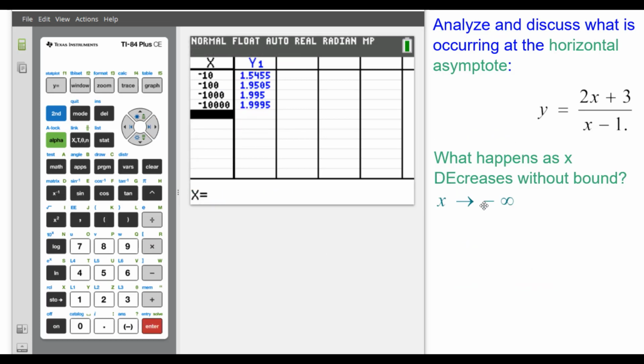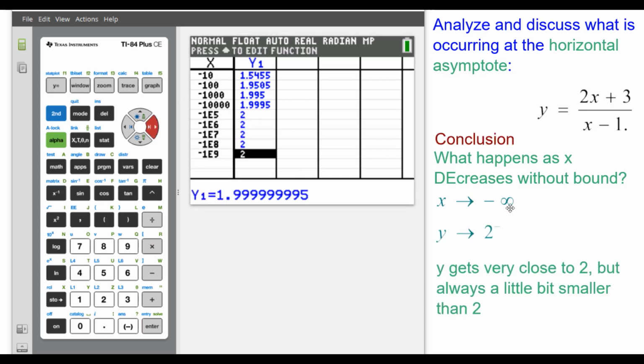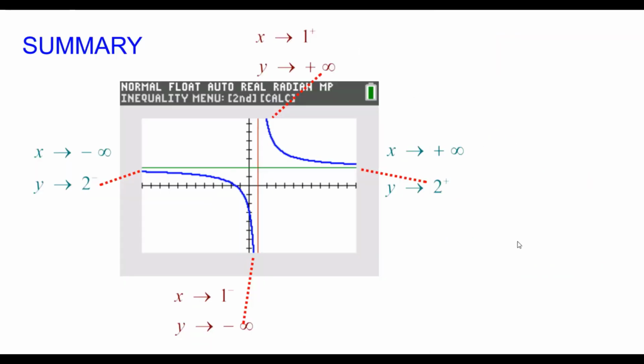Now we'll look at what happens as x decreases without bound, and I started that right here. And as you can see, the conclusion is as x decreases without bound, y gets very, very close to 2, but a little bit smaller than 2. And here's a page that summarizes all that. You may want to pause as needed.